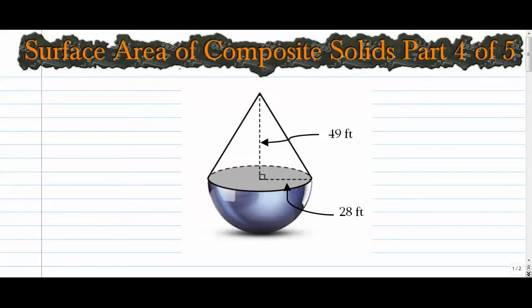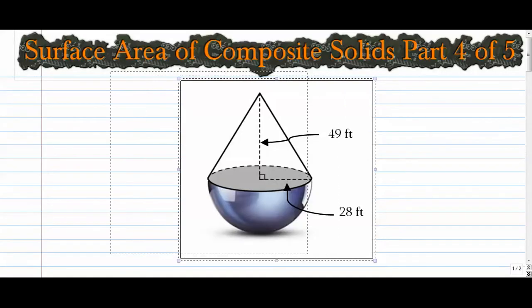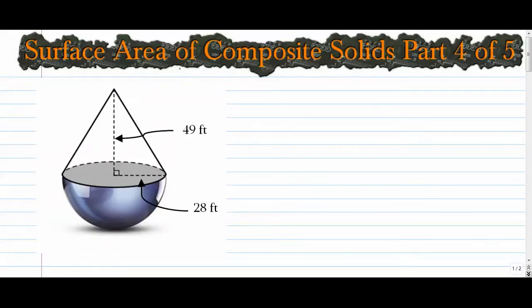And well, first of all, what do we mean when we say composites? Composite solids are quite simply combinations of solids. In this case, you can see that we have a hemisphere with a cone on top. So to find the surface area of the total thing, you're going to take the surface area of the hemisphere and add it to the surface area of the cone.